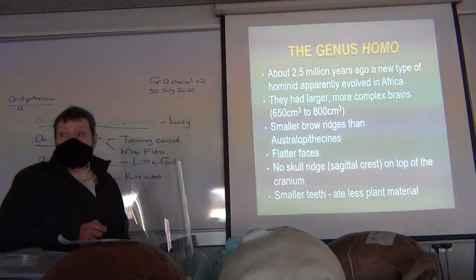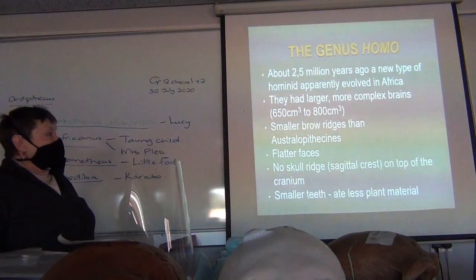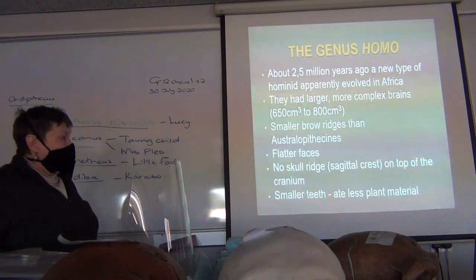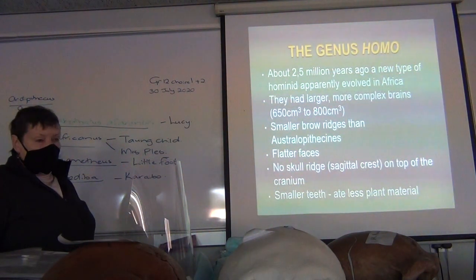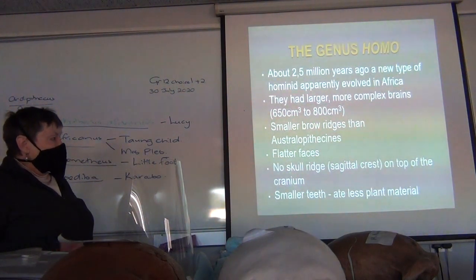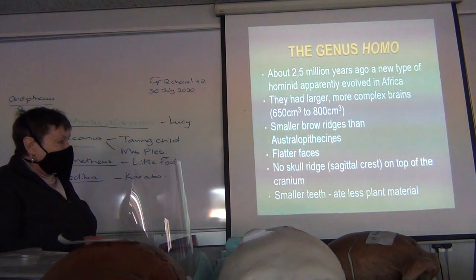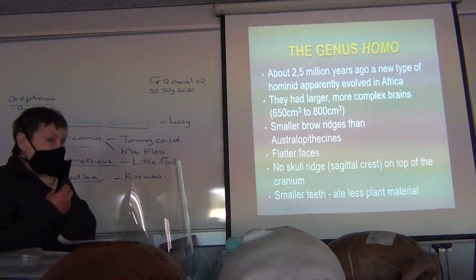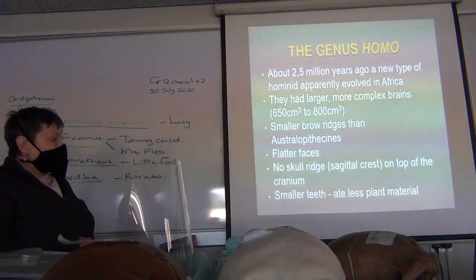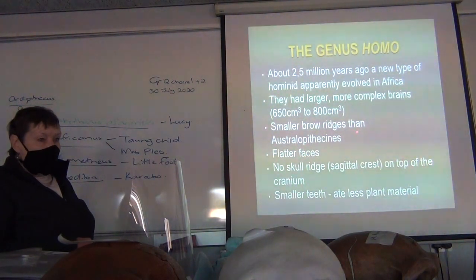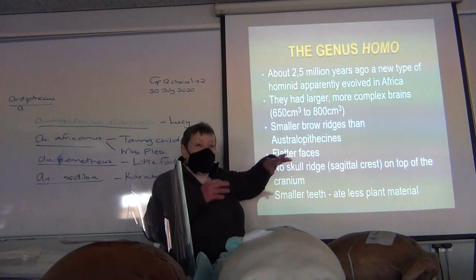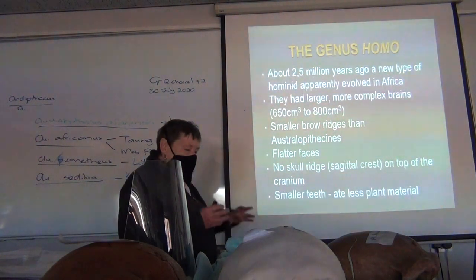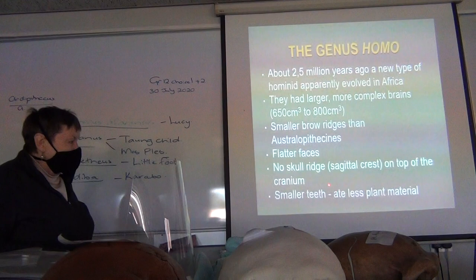So now we're going on to the genus Homo. Around about 2.5 million years ago, a new type of hominid evolved in Africa. Larger, more complex brains, between 650 to 800 cubic centimeters. Smaller brow ridges. Now this use of this word to describe the category of Australopithecines is not a genus name, and so it's not underlined or typed in italics, because it's describing a category. It's not describing the particular genus.